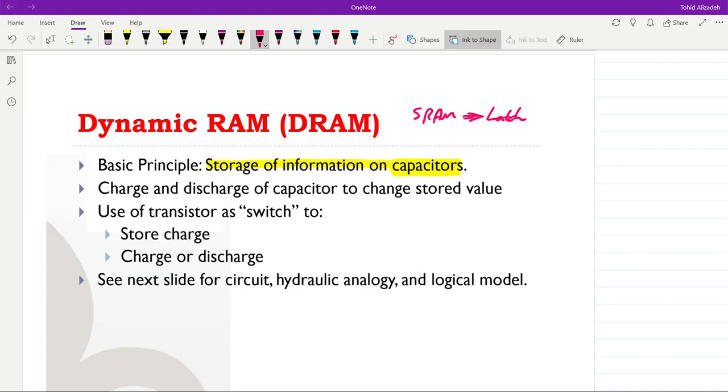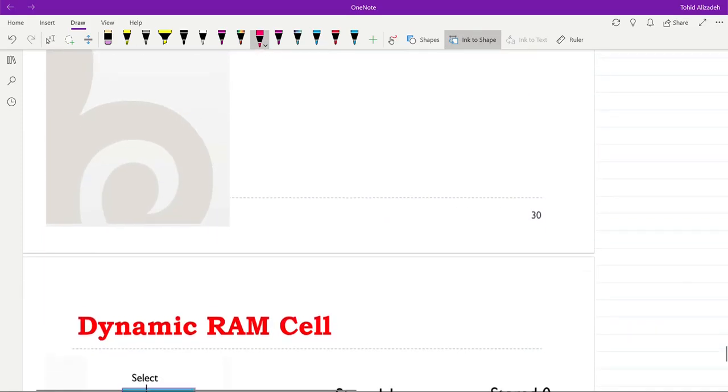Depending on the amount of the charge stored on the capacitor, we will have the 0 or 1 logic value. A transistor is also used as a switch, which helps the capacitor to be charged or discharged in order to store the information. In the next slide, we will see the circuit, the hydraulic analogy, and the logical model for the dynamic RAM cell.